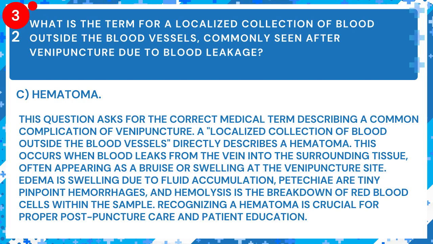Answer: C. Hematoma. Explanation: This question asks for the correct medical term describing a common complication of venipuncture. A localized collection of blood outside the blood vessels directly describes a hematoma. This occurs when blood leaks from the vein into the surrounding tissue, often appearing as a bruise or swelling at the venipuncture site. Edema is swelling due to fluid accumulation, petechiae are tiny pinpoint hemorrhages, and hemolysis is the breakdown of red blood cells within the sample. Recognizing a hematoma is crucial for proper post-puncture care and patient education.